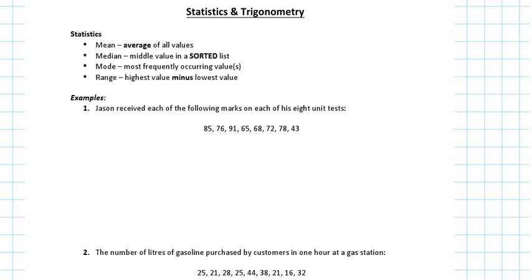Mean is the same thing as average. So when they give you a set of data and ask you to find the mean, you're finding the average. The average is always adding all your numbers up and dividing by how many numbers you have. Add all the values, divide by how many numbers you have.